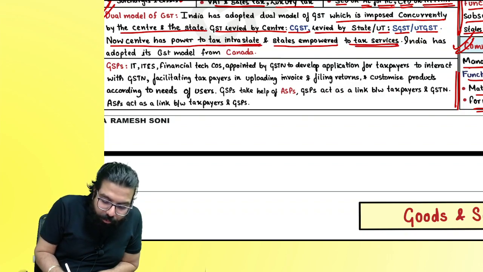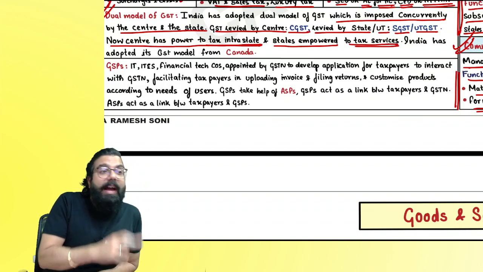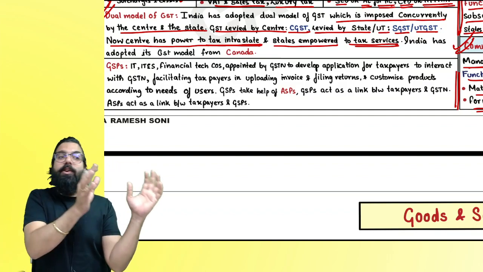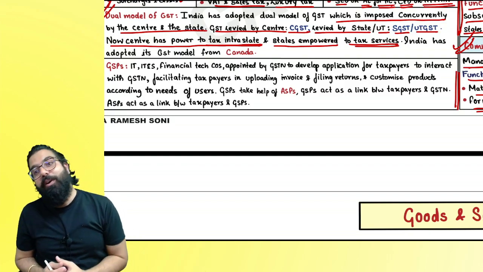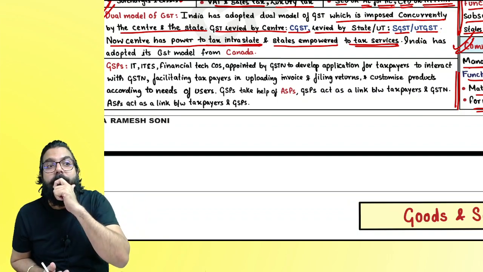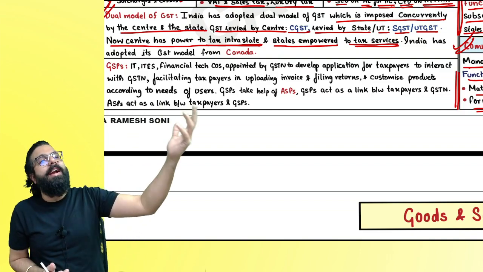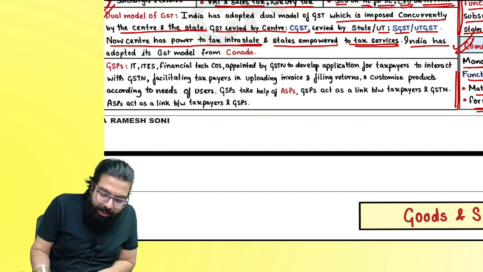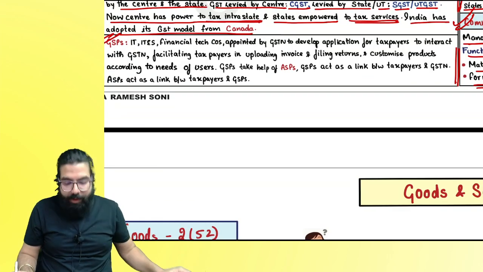Now center has the power to tax what? Intrastate. Earlier in intrastate transaction, VAT was levied only by state and service tax was levied only by center. But now states can go ahead and charge on what? Service also, and center can go ahead and levy tax on what? Intra-state supply of goods also. Are you guys able to understand? Earlier, whenever transaction was happening within the state, VAT was levied by whom? State. But now center is also charging CGST. In the same way, state government is going ahead and charging on service SGST also. Are you guys able to understand? The next one is India has adopted which model? GST model from Canada.